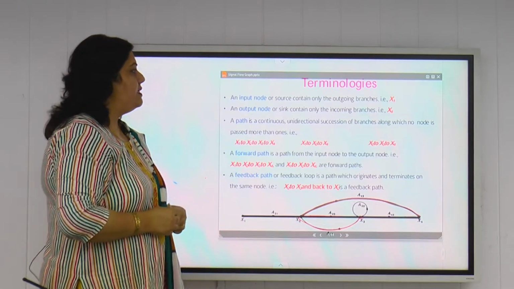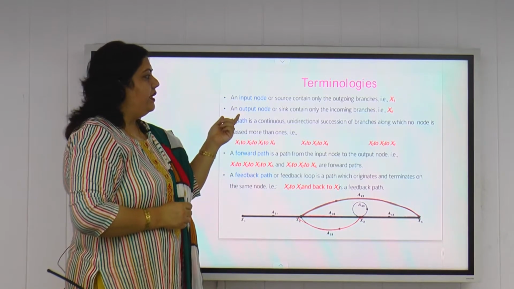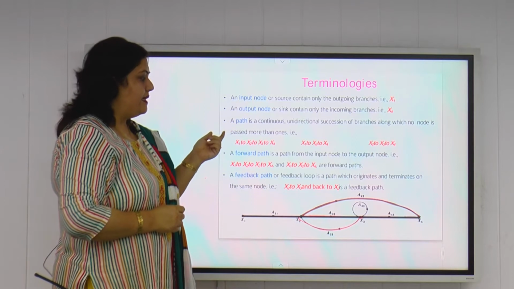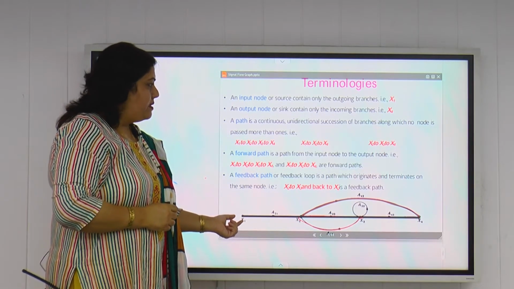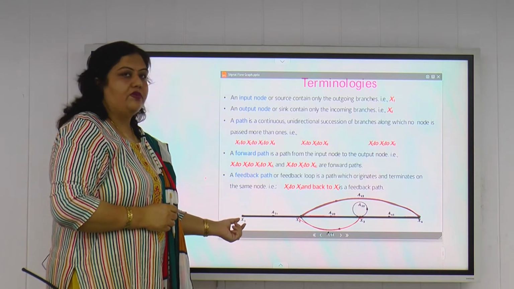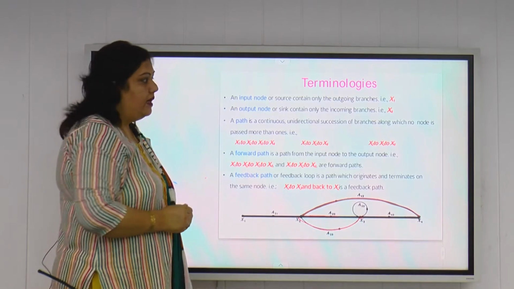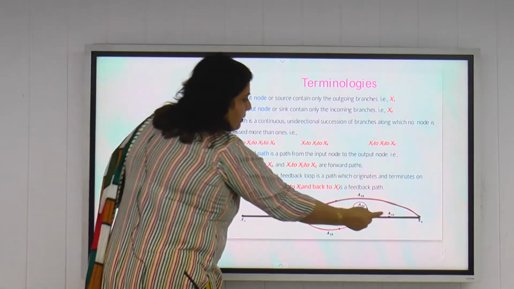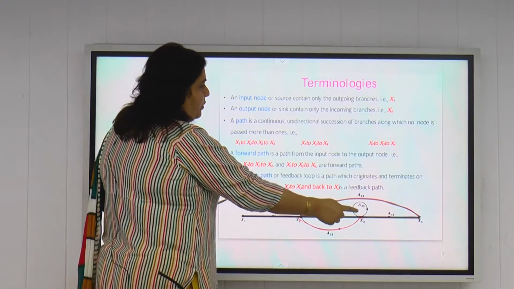These are some terminologies that are related to the signal flow graph. An input node or source contains only the outgoing branches, that is x1. So x1 here is known as the input node because there are only outgoing branches from this node. Second, output node. Output node is also known as sink. The output node contains only the incoming branches. For example, this x4. x4 is known as the output node here.